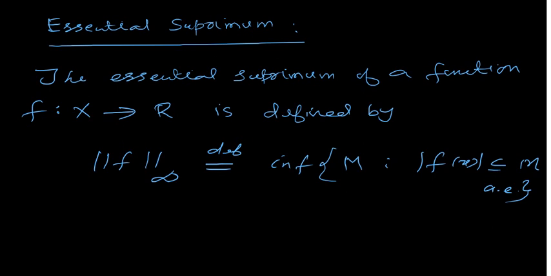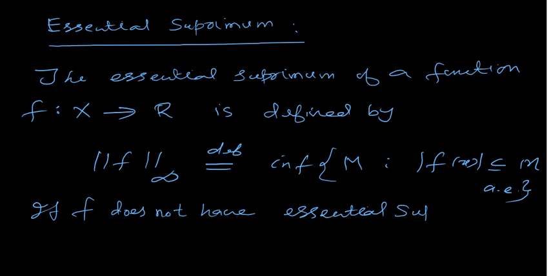These are called essential bounds and essential supremum. If f does not have an essential supremum, then it's understood that the infimum of those numbers which are the essential bounds is equal to infinity. Because there will be no bound, this set will actually be the empty set, and the infimum of the empty set is infinity. So that is also a reason why we are taking the infimum of the empty set as plus infinity, not minus infinity.